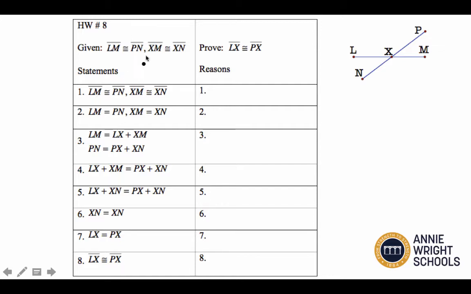Take a look at this example. We're given that LM is congruent to PN and that XM is congruent to XN. And it should be pretty obvious in our heads that this would be the same as this. But right now, let's take a look at the formal argument on how we would show this. These statements are our givens. They were given to us to be true, so we're starting with our givens. Now I'm going to say that LM is equal to PN and XM is equal to XN.